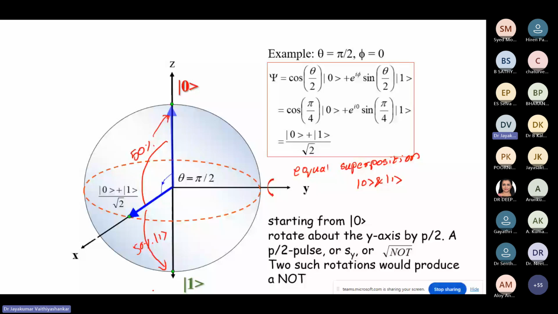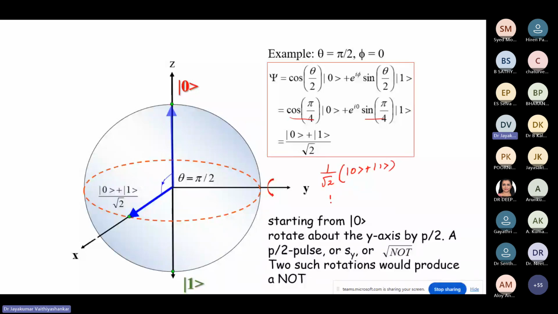It will go to the x-axis. So very good. So that is why you can see both components are there, both cos component and sine component. If you take it out, it is 1 over root 2 multiplied with state 0 plus state 1. This operation is called Hadamard gate. So this will create equal superposition, and not only that, it will create randomness in your qubit.